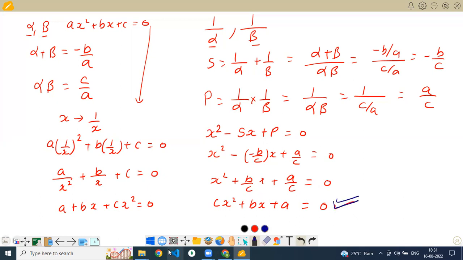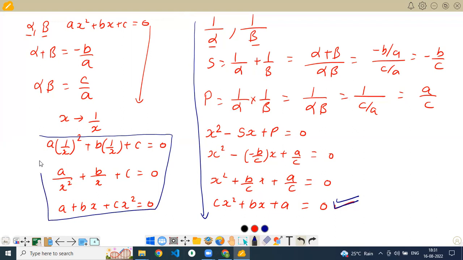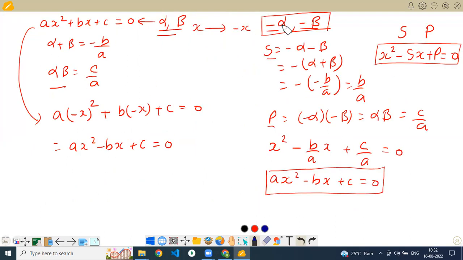So instead of doing all this complete exercise, you could have simply seen this short trick. It is only going to work if the roots are exchanged symmetrically. Alpha is replaced by 1 by alpha and beta is replaced by 1 by beta. That means x is replaced by 1 by x. Previously, when alpha was replaced by minus alpha and beta by minus beta, we simply replaced x with minus x.